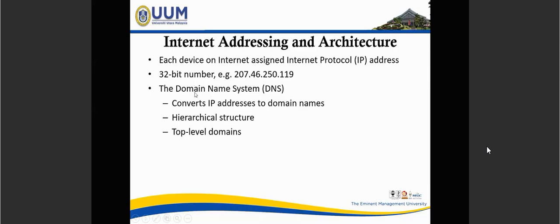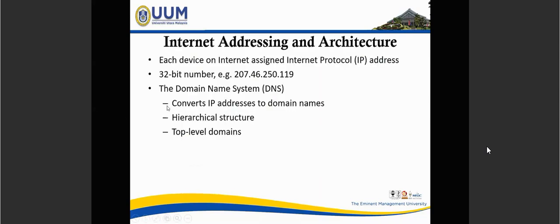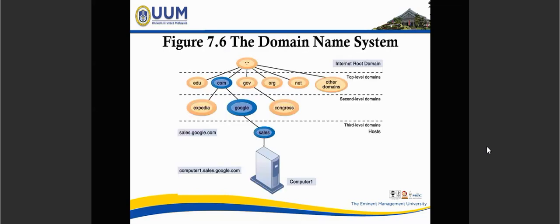The domain name system. What is the DNS? Domain name system, like that. You see? Top level domains like edu, commercial, government, organization, net, or any other domain that could be established. That DNS converts the IP address to a domain name. The 32-bit number is converted to the domain name. We cannot use numbers; we have to change that to the domain name, which should be in a hierarchical structure like that.